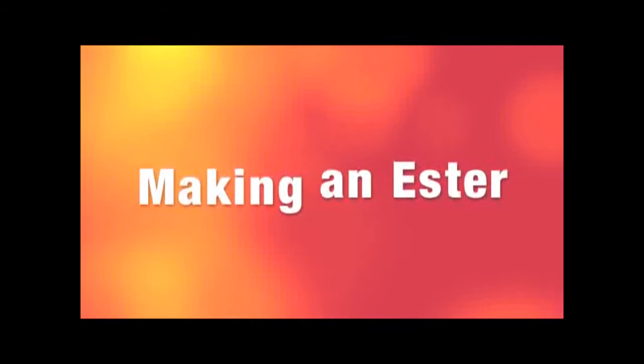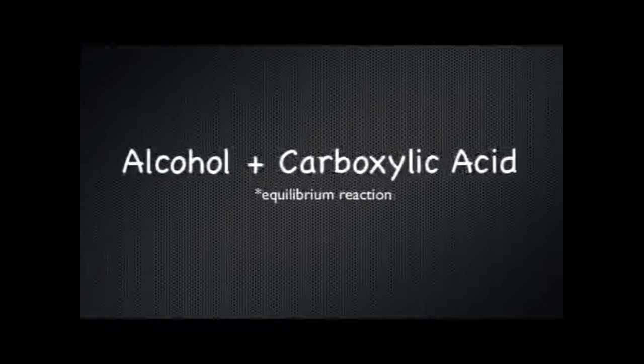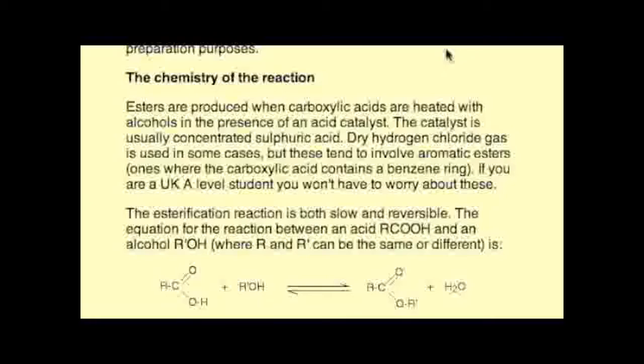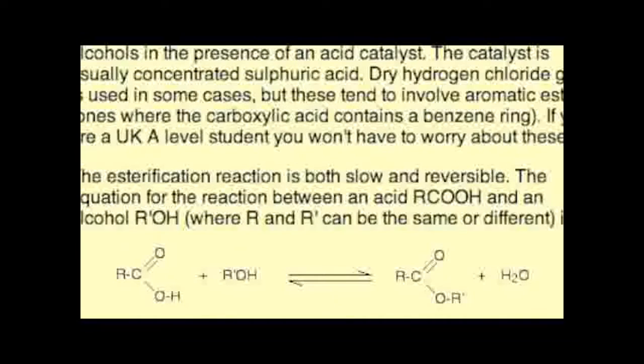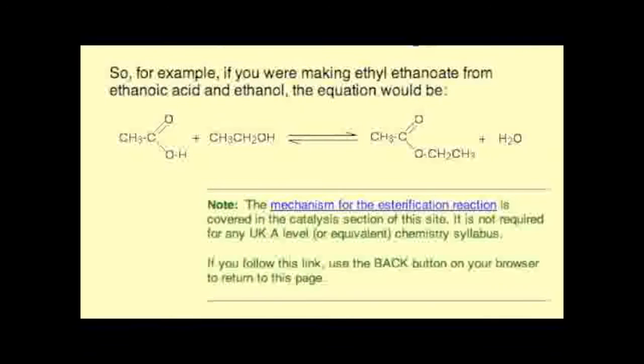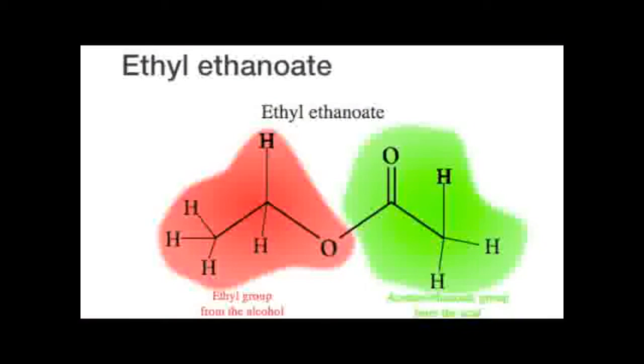Esters are made by combining an alcohol with a carboxylic acid. This is an equilibrium reaction. Esters are produced when carboxylic acids are heated with alcohols in the presence of an acid catalyst. In our reactions, we've been using sulfuric acid. This process is slow and reversible, and you can see that R represents any length carbon chain. An example, as shown in this equation, is ethanol with ethanoic acid.